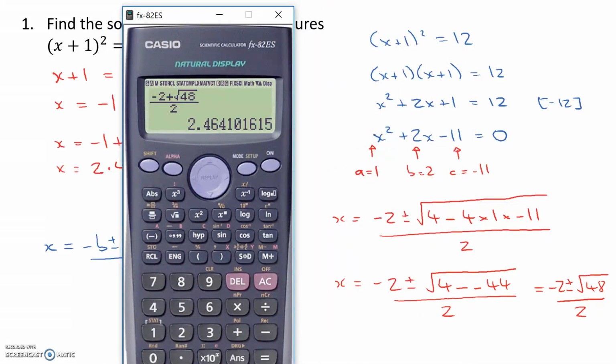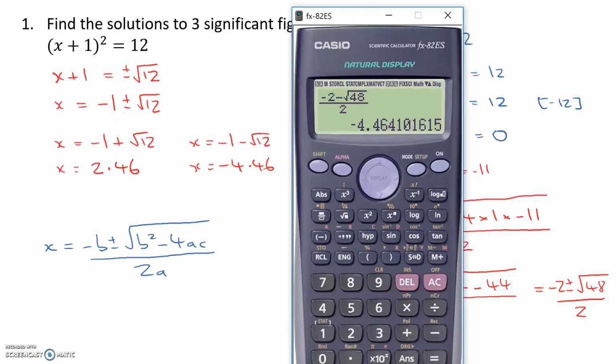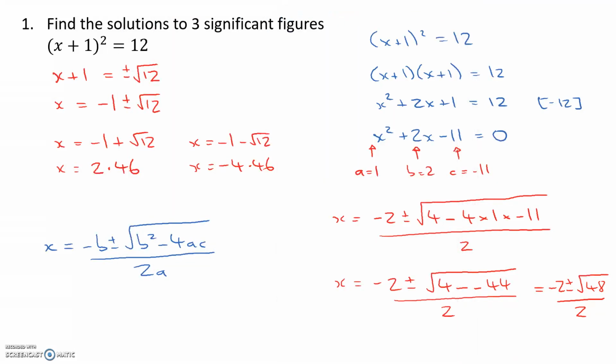2.46. And we could then go on to do negative 2 subtract root 48 over 2, which is going to give us our other solution. Okay, both the same answers. Now I certainly know which I think was the easier method. Okay, this one that gave us x equals 2.46 or negative 4.46.